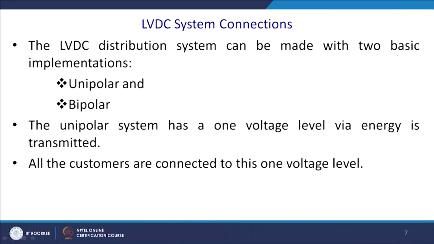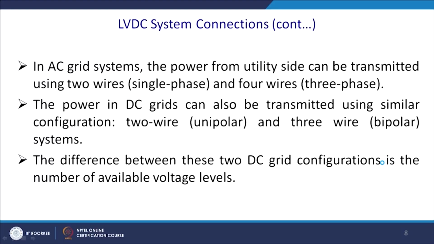The LVDC distribution system can be made with two basic implementations: unipolar, which is 0 to 200 volt or 0 to 48 volt, or bipolar, which is actually a 3-wire connection with positive, 0 and negative. The unipolar system has one voltage level where energy is transmitted, and all the customers are connected to that one voltage level. In the case of bipolar, you can do a little bit of power balancing; you can connect a consumer to the negative or positive loading, the negative and the positive voltage bias.